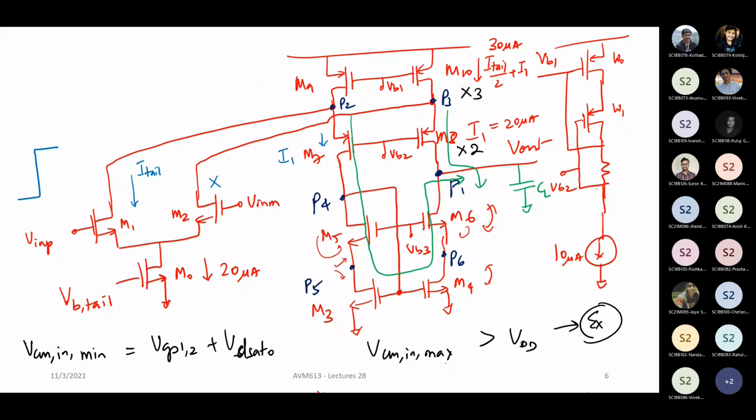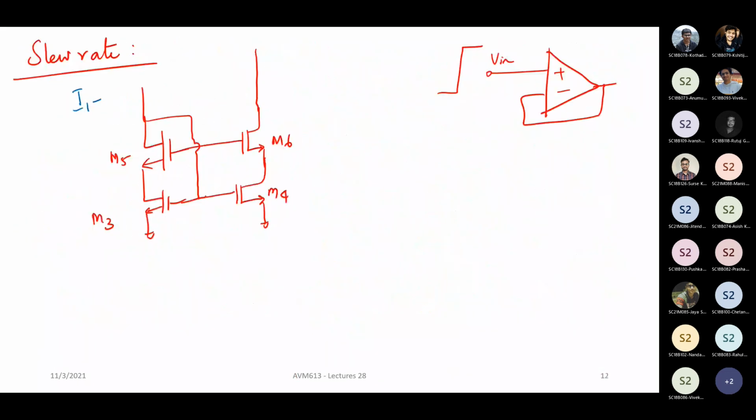Let us just say I1 is what is required to come here, right? But then this actual current originally at the top is supposed to be I1 plus I tail divided by 2. But now you're not taking only I tail by 2 here, you're taking the entire I tail. So the actual current that is flowing here is now going to be I1 minus I tail divided by 2. Correct? I1 minus I tail divided by 2 is the current that is going to flow through this one.